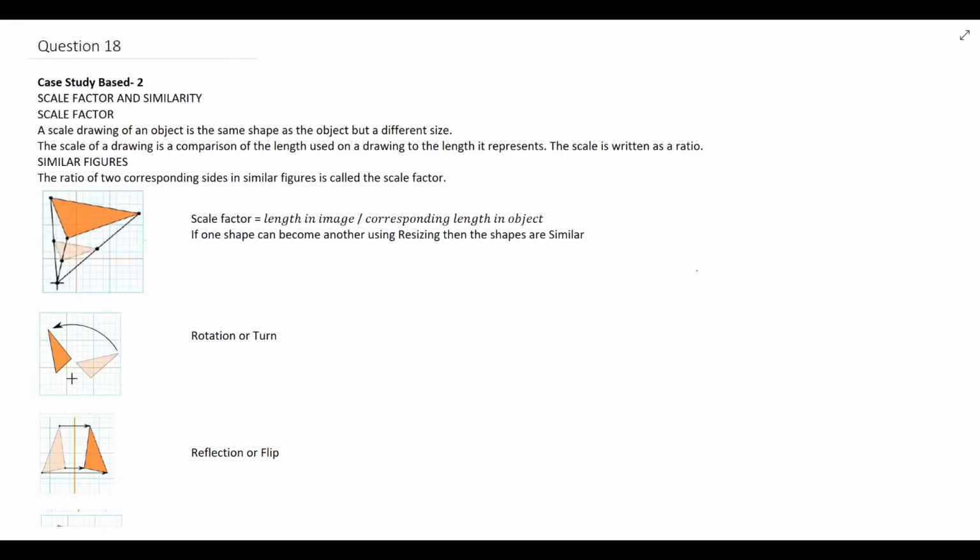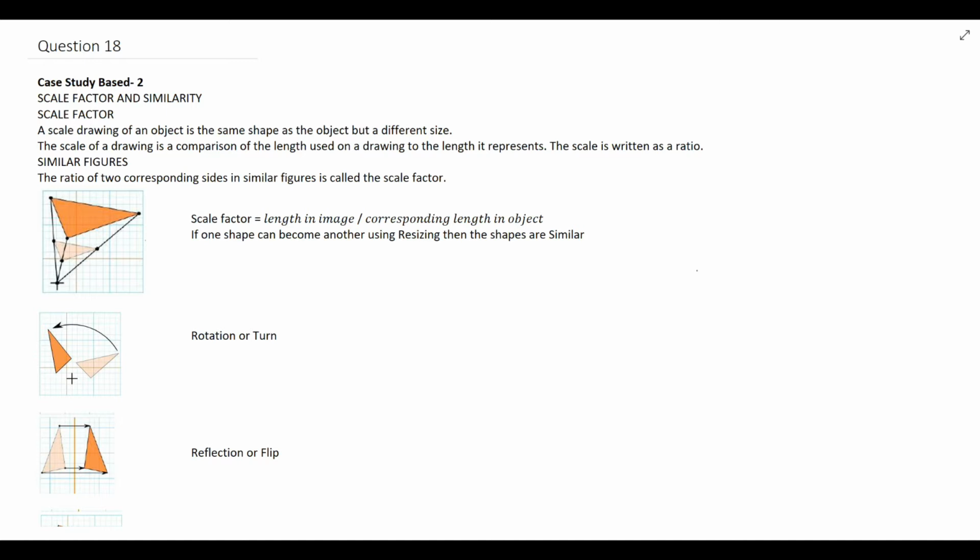Question 18. It's based on scale factor and similarity. So scale factors: a scale drawing of an object is the same shape as the object but a different size. The scale of a drawing is a comparison of the length used on a drawing to the length it represents. The scale is written as a ratio. In similar figures, the ratio of two corresponding sides is called the scale factor. Scale factor is equal to length in image divided by the corresponding length in object.